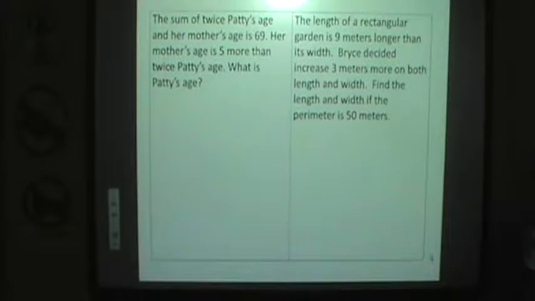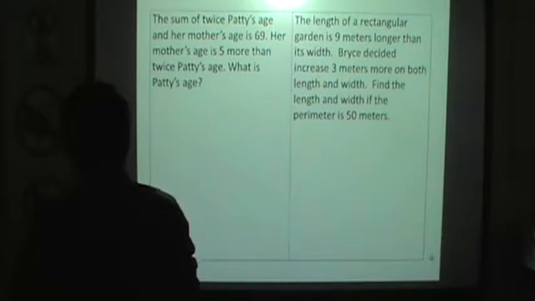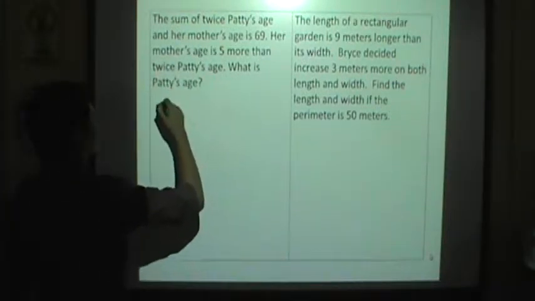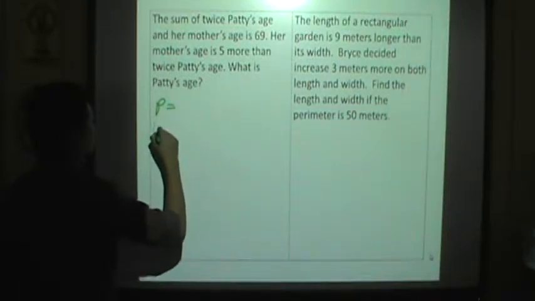Read the problem now, please. Okay. Now, again, when dealing with word problems, it's really important that you read the problem at least twice. So in this problem, here we have Patty and the mother.